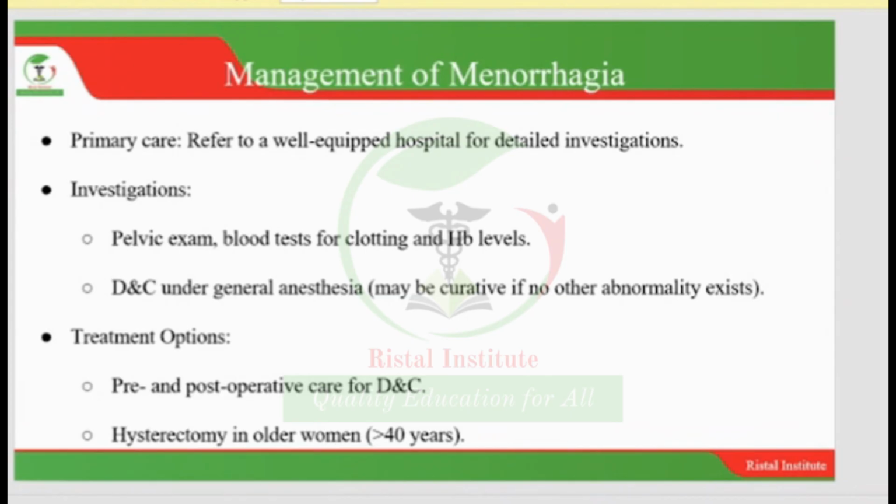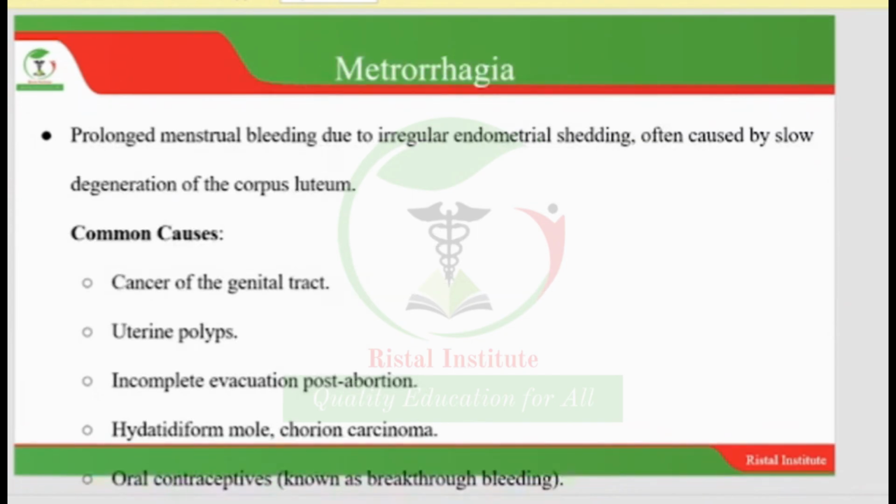Hysterectomy can also be done in older women. The other pattern of DUB is metrorrhagia. Metrorrhagia stands for prolonged menstrual bleeding due to irregular endometrial shedding, often caused by slow degeneration of the corpus luteum.